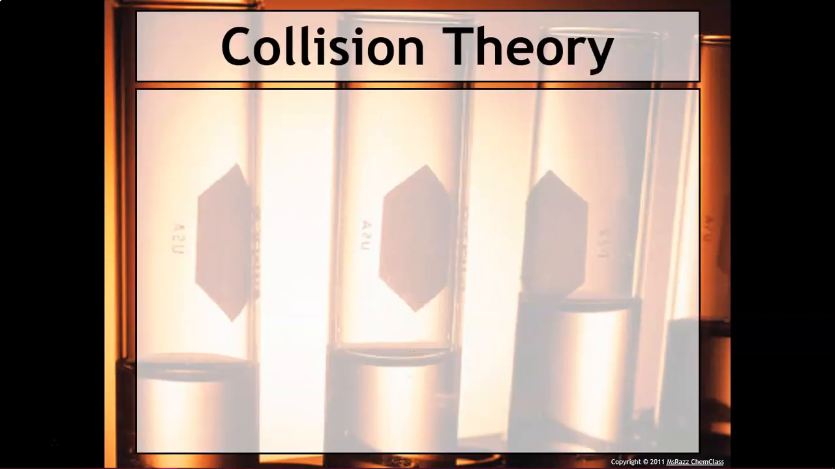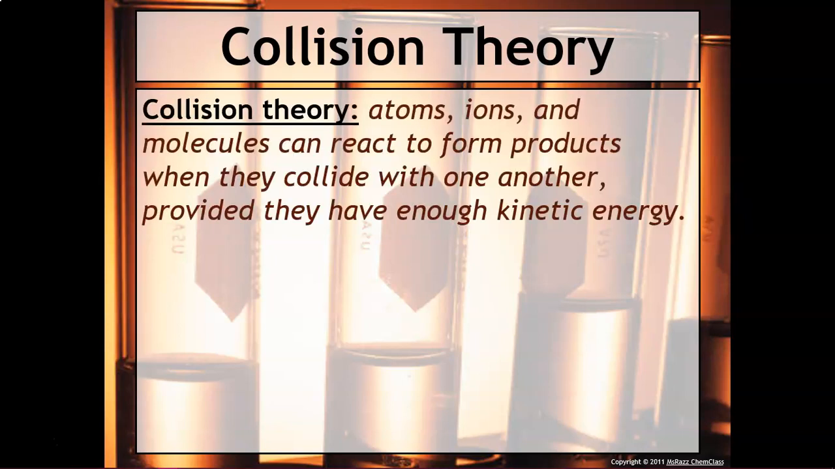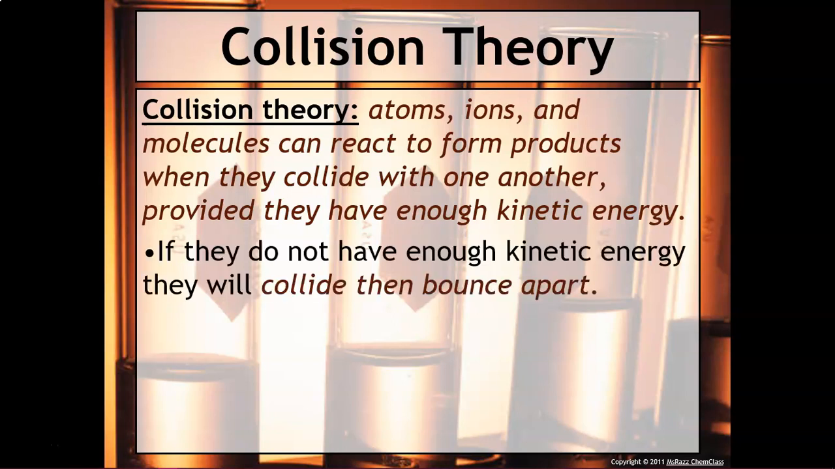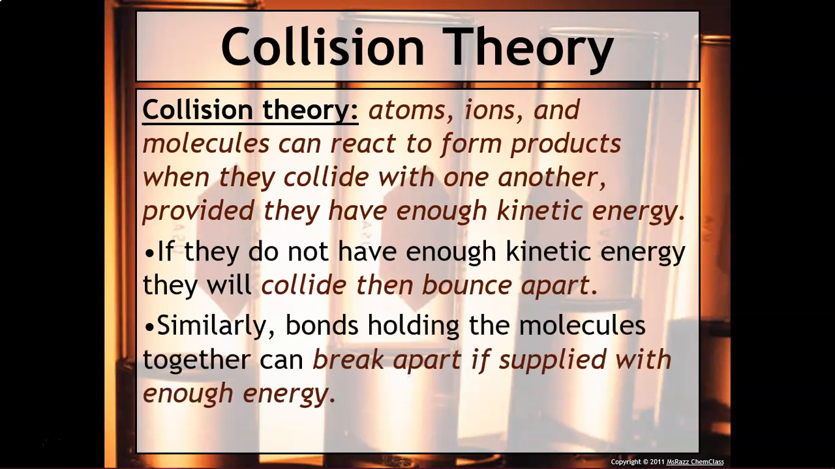There's a really simple theory to help us understand what occurs on the particle level in order for a reaction to occur. This theory is called collision theory, and it is very simple to understand. All it says is that atoms, ions, and molecules, when they can react to form products, have to collide with each other and they have to collide with enough energy. Those two things have to be met in order for this to occur. If they don't have enough energy, for example, they're going to bounce apart. The bonds holding these molecules together are going to break if they're supplied with enough energy. So that energy component is really, really important.